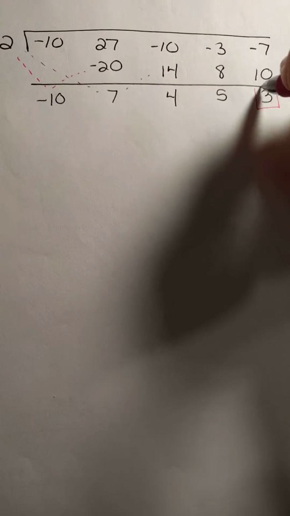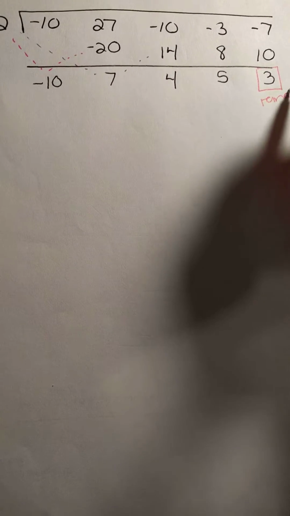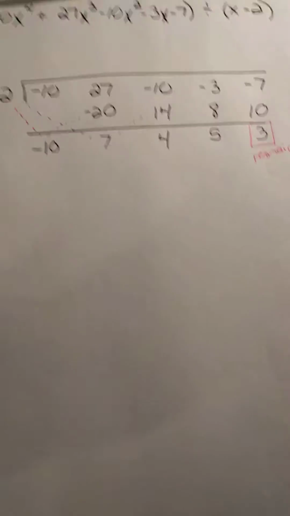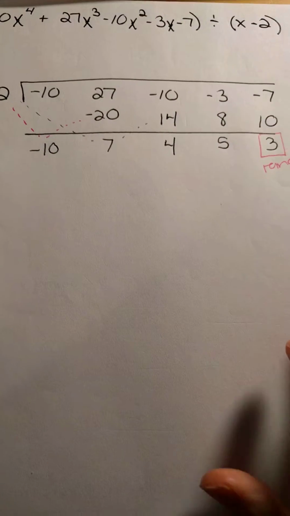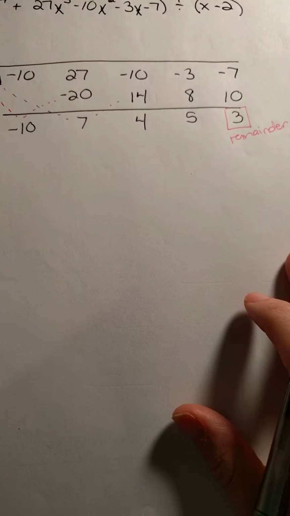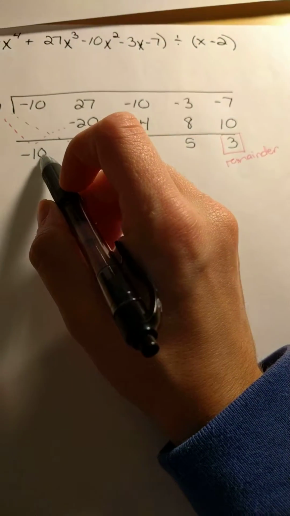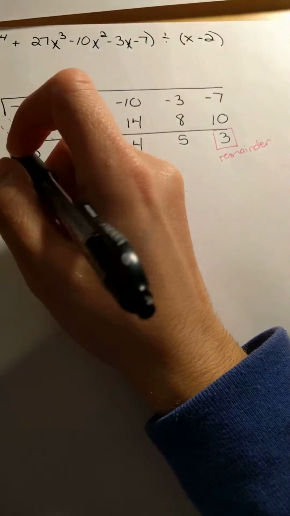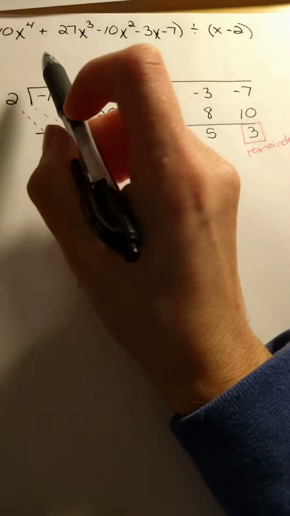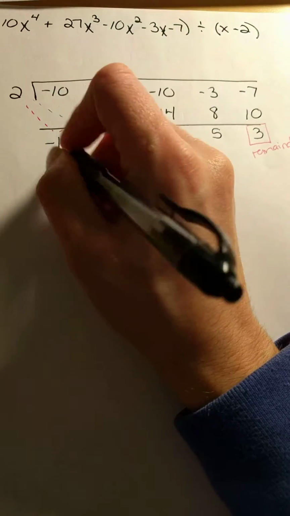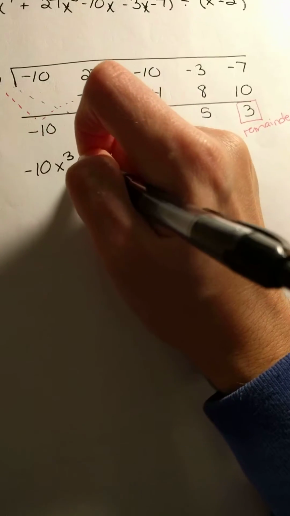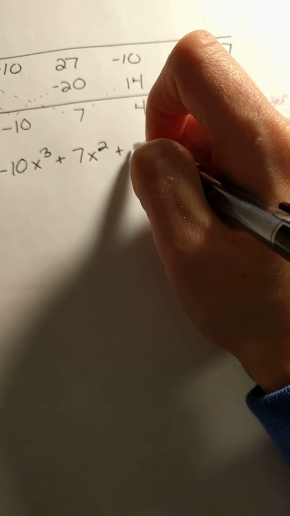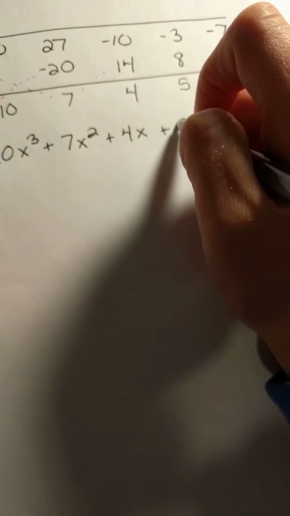Now this 3 down here on the end is our remainder. So this quotient does not divide out evenly. So just like how we did long division, we're going to have to write our answer a little bit differently. As in the last example, remember, these are the coefficients of our polynomial quotient. So what we're going to do is write down the negative 10 and then decrease this exponent by 1. So that's going to be a negative 10x to the third plus, and then go down the line, 7x squared plus 4x plus 5.